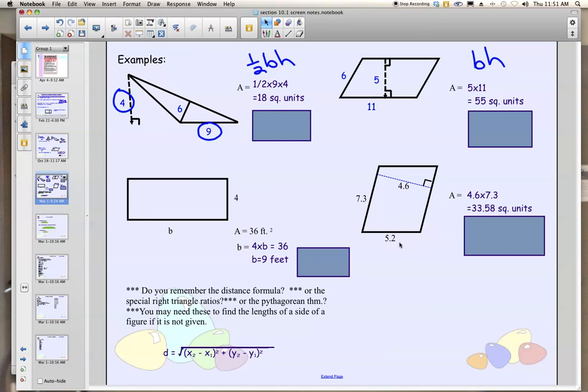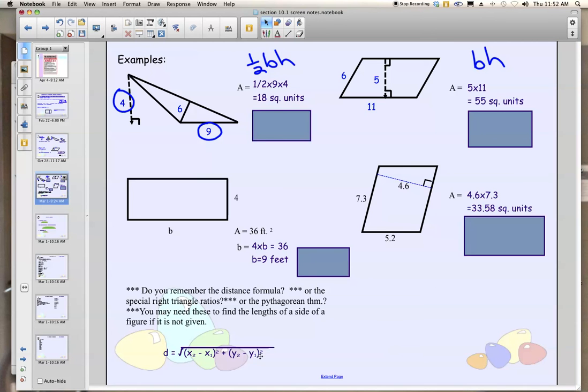Not all the times will the lengths you need just be given to you. You're going to have to rely sometimes on things that you already know. For example, you may need to use the Pythagorean theorem. If they give you a right triangle in which they give you the base and the hypotenuse, you would have to use the Pythagorean theorem to find the height of the triangle if you needed the area. The special right triangle ratios, 30, 60, 90, and 45, 45, 90 triangles. You may need to use those to find lengths of triangles.